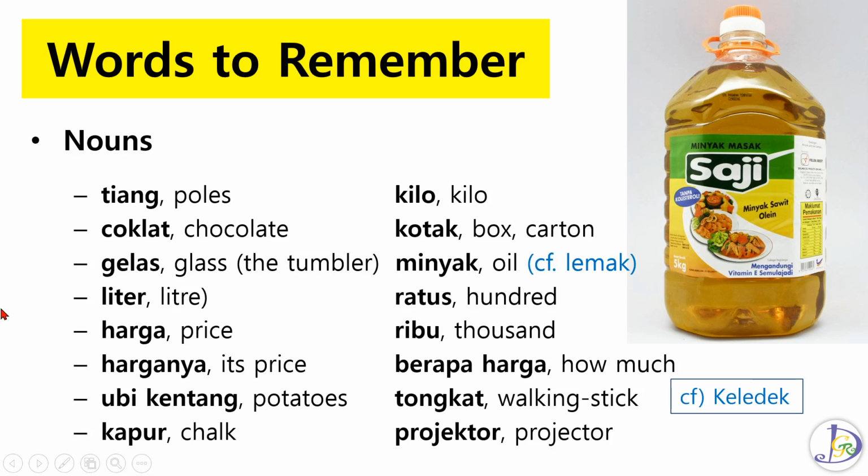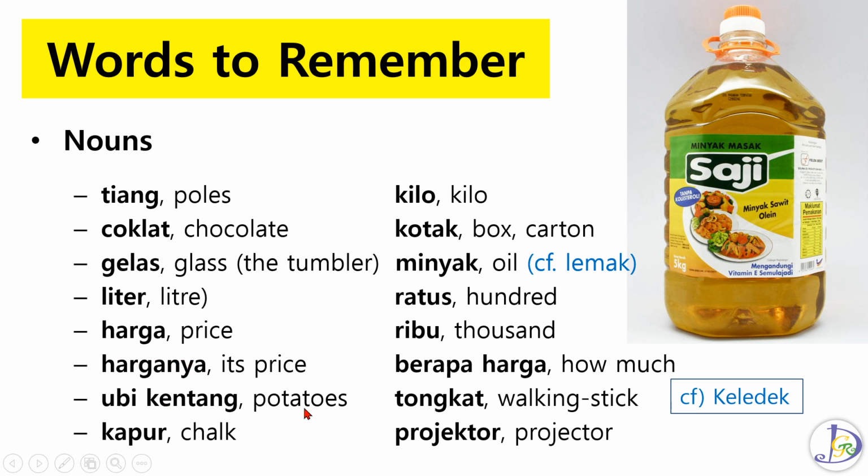Words to remember. Tiang, poles. Coklat, chocolate. Gelas, glass, the tumbler. Liter, liter. Harga, price. Harganya, its price. Nya means he, she or it. If you attach it to a noun, it becomes possessive: his, her or its. But if nya is attached to an adjective, it shows emphasis.